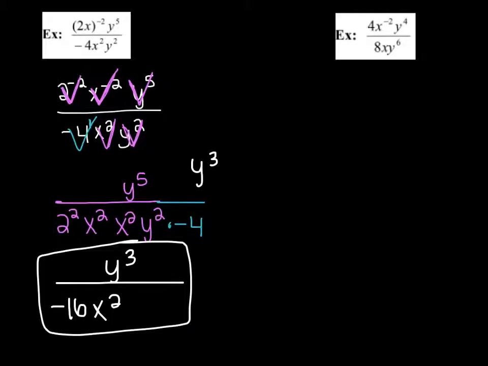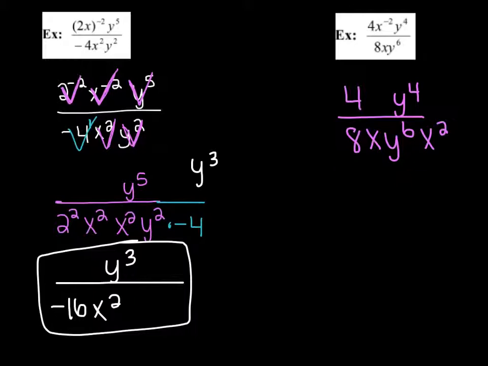On the next example, I have a 4, an x, a y, an 8, an x, and a y. So the first thing I want to do is, if there are any negative exponents, which there are, I want to make it positive. So everything is going to stay where it is, except for x to the negative 2, which goes to the bottom, and when it goes, it becomes x to the positive 2. Now I can start to simplify.